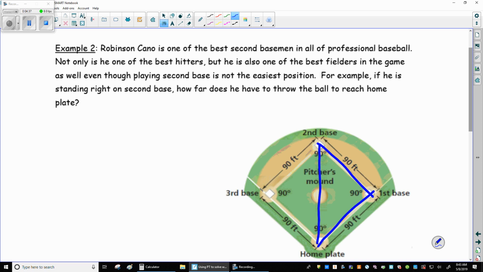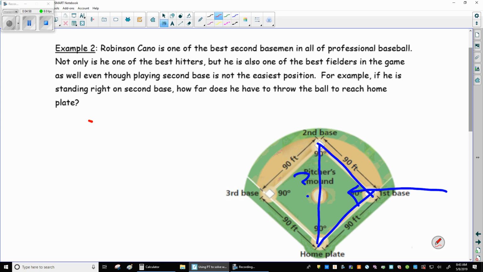Right? We don't know how big this side is. The other sides are 90 feet. That's pretty obvious. You guys see where the right angle is? Down at first base. And if you use the arrow technique like I do to figure out if they're giving you the hypotenuse or not, you can definitely see that the hypotenuse is the thing that's missing this time.